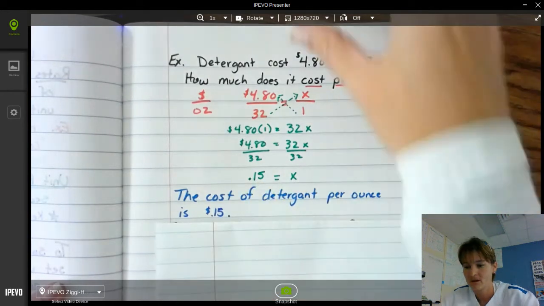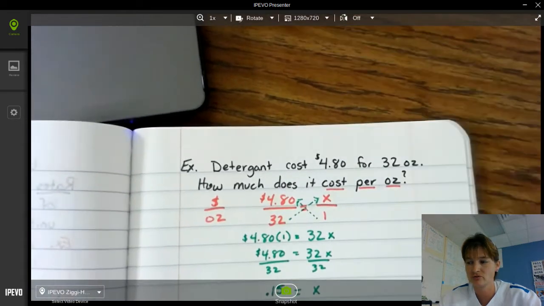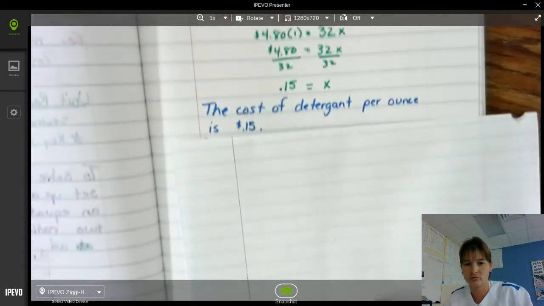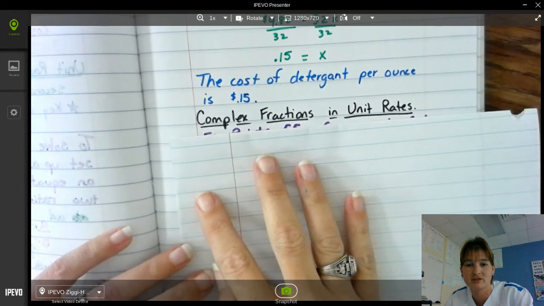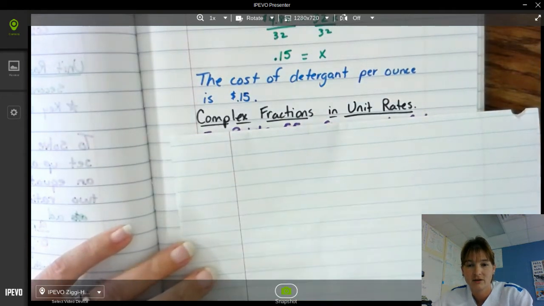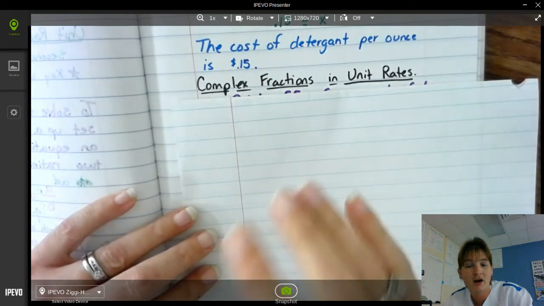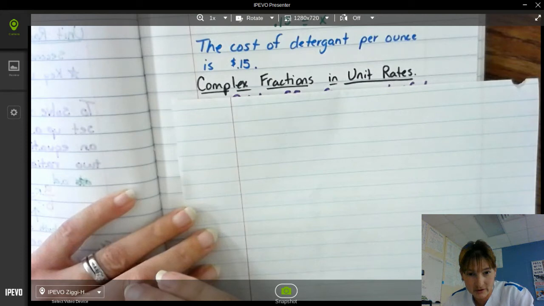All right. Now we're going to get a little more complicated. Let me get this straight so that I don't have to move so much. All right, so we're going to look at some complex fractions in the unit rates. This is where it can get a little crazy. All right, and you have to remember what you've used in previous lessons weeks ago.